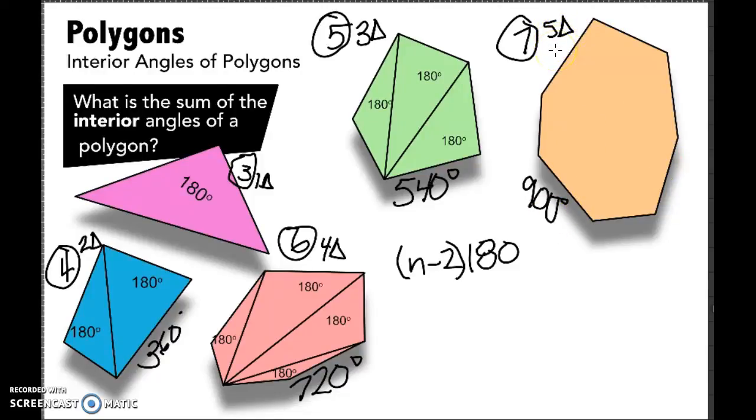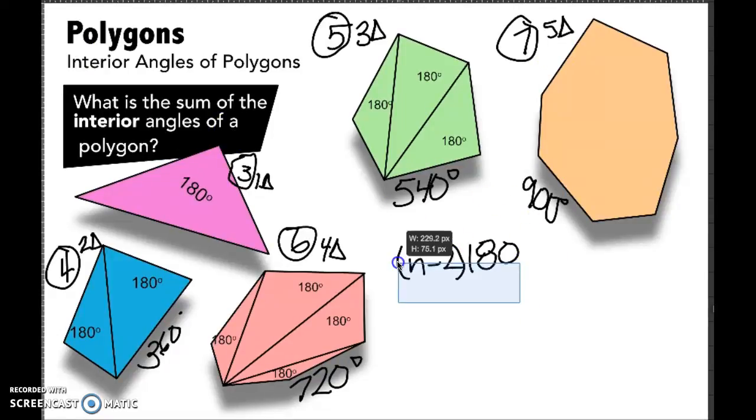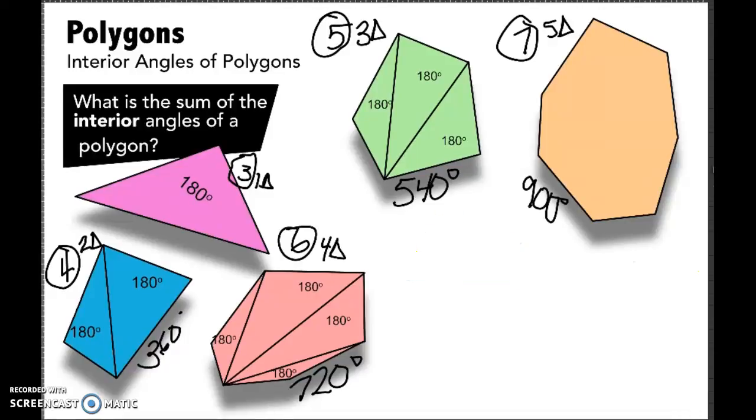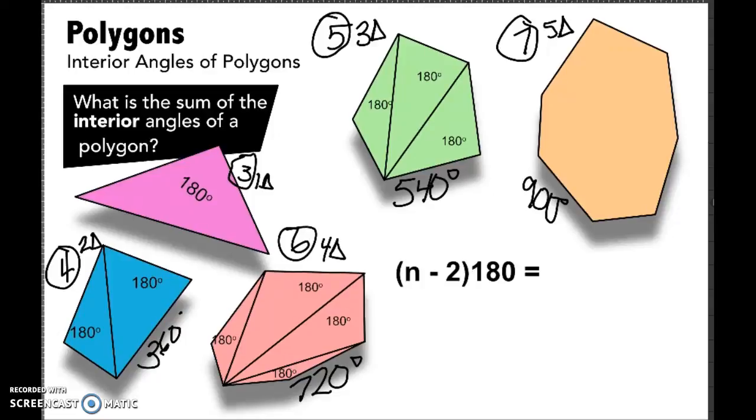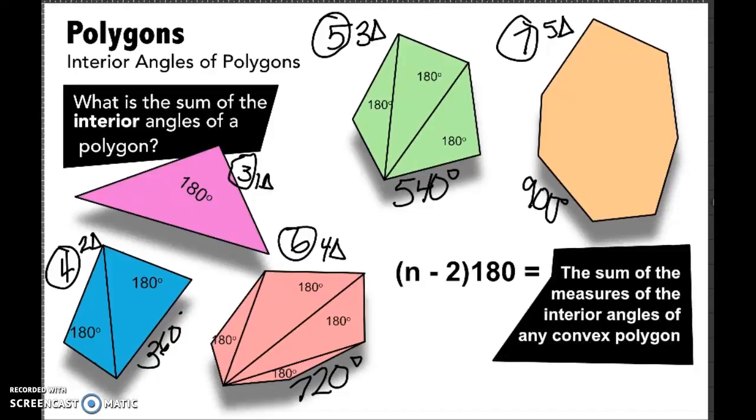So here is our magic theorem right here. I'm going to delete that bad writing and put it into much better writing so you can see it clearly and give you a written statement for something that you can write down. N minus 2 times 180. This is the sum of the measures of the interior angles of any convex polygon.